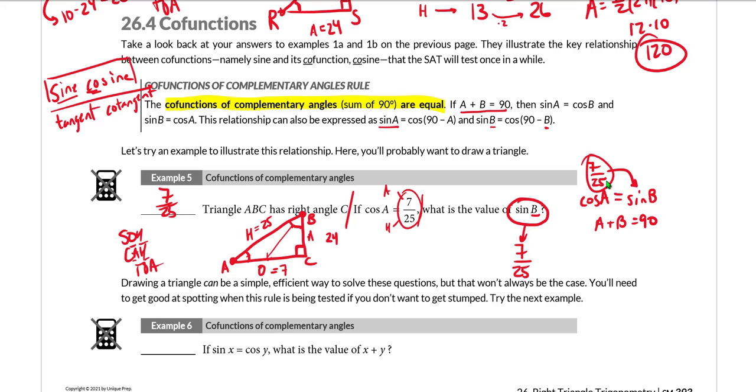So again, can you do this question drawing the right triangle as we've done on the previous few examples? Yes, it would be perfectly fine. Will you save yourself a little bit of time to understand the relationship between cofunctions of complementary angles? Yes, you will.